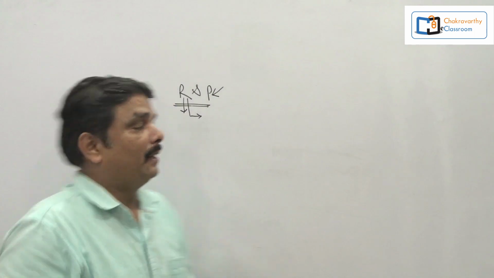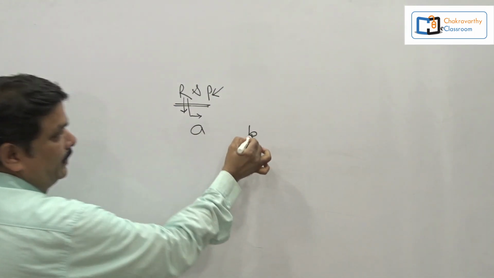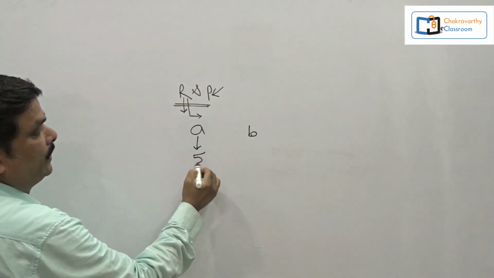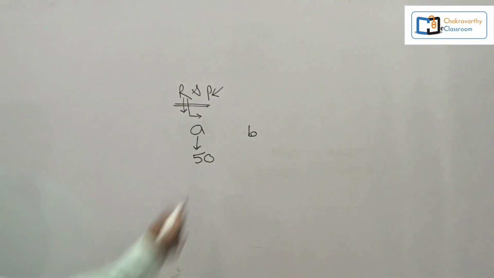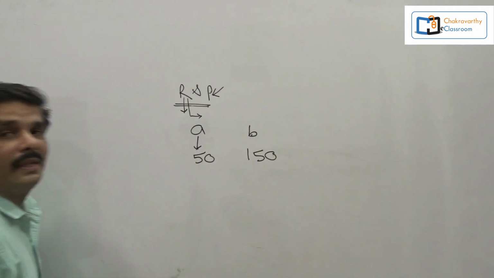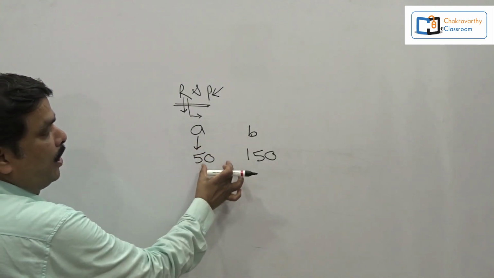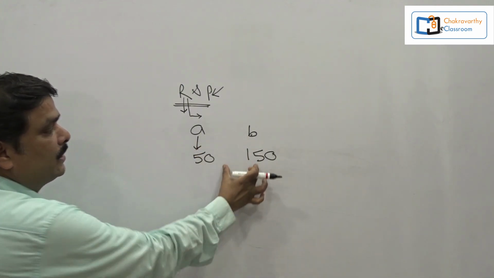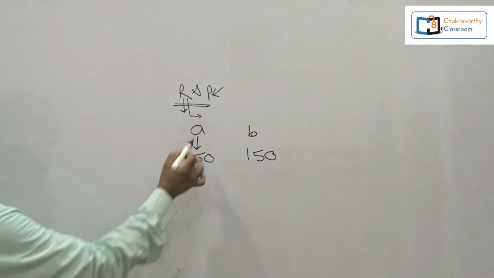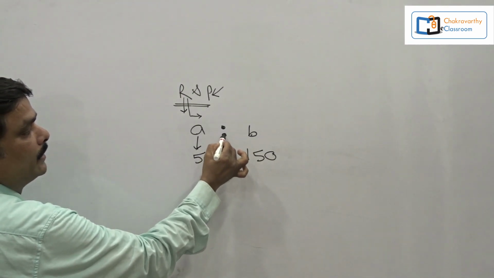Take a small example. For example, one person is there, A, another person is there, B. A is having, let us take 50 rupees with him, and B is having, let's take 150 rupees with him. Suppose the question is, compare A and B on the common platform of rupees. How to compare this one? While comparing, we have to say that A is to B. This is called "is to".